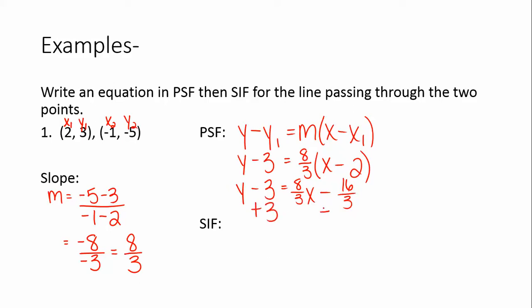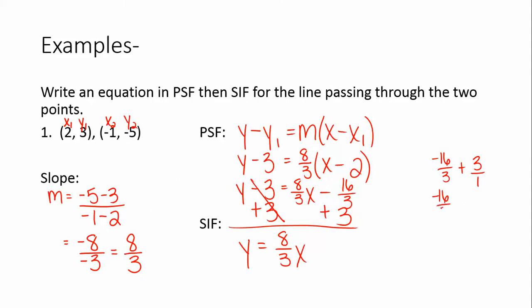And now I need to add 3 to both sides. So for my slope-intercept form, I get y equals 8/3 x. And now I have to take a negative 16/3 and add 3. So it's negative 16/3 plus 9 over 3 if I get a common denominator. And then we just do negative 16 plus 9, so we get negative 7/3. So minus 7/3 since it's negative. You can write plus a negative 7/3, that's fine too. So given 2 points, we can find the slope, we can write it in point-slope form, and then we can rewrite it in slope-intercept form.